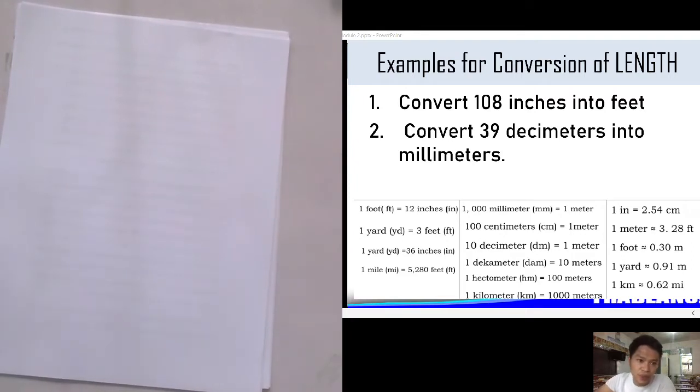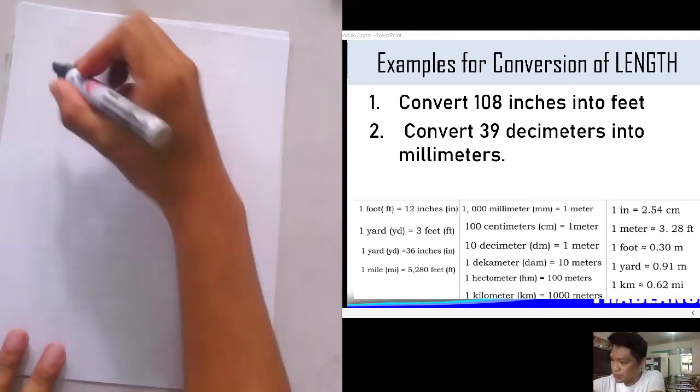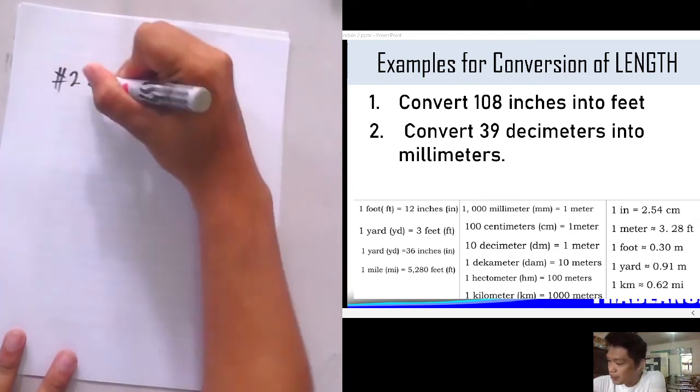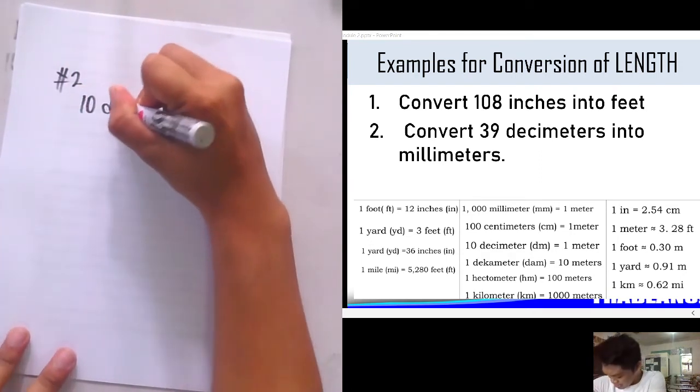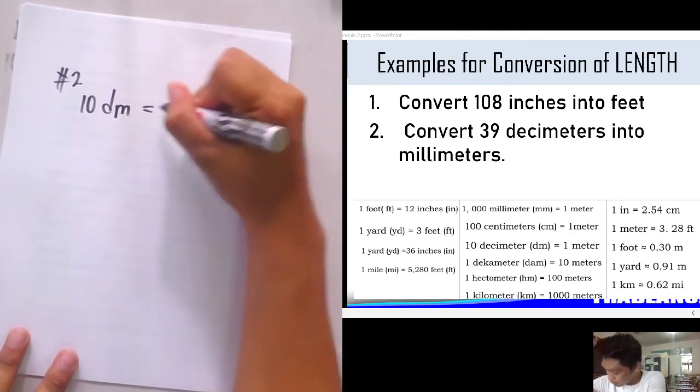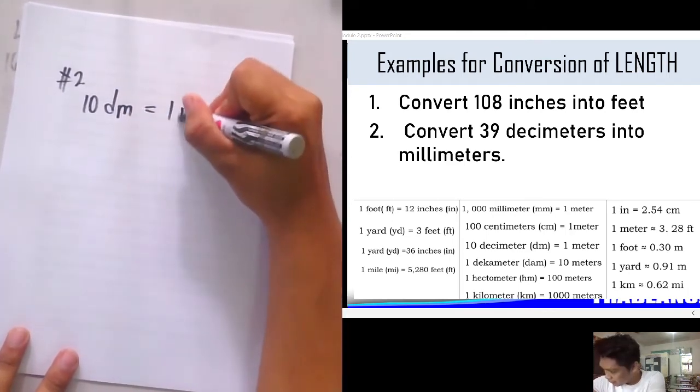For example number 2, we are going to convert 39 decimeters to millimeters. First, you are going to Google first how many decimeters are there in millimeter. So, if you are going to Google that one, so Google nyo na. And probably the answer should be 10 decimeters is equals to 1 meter. For number 2, 10 decimeters dm is equivalent to 1 meter. Okay.